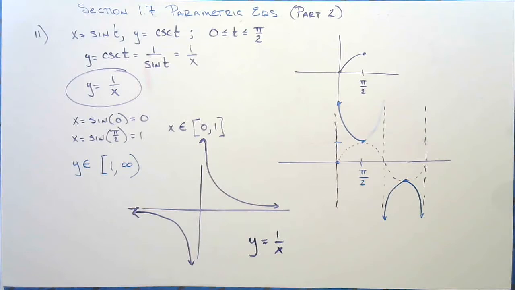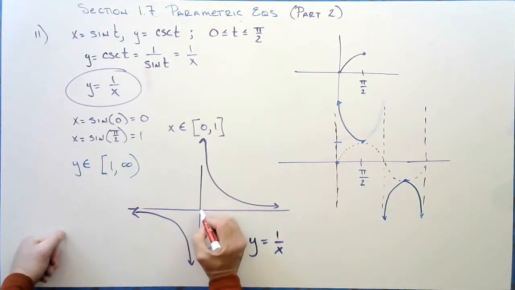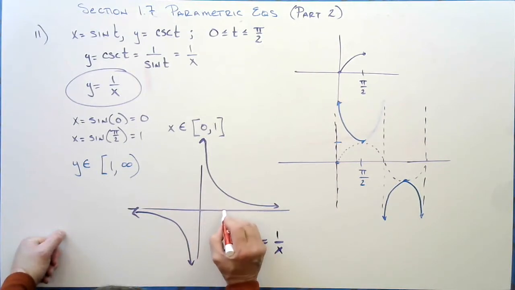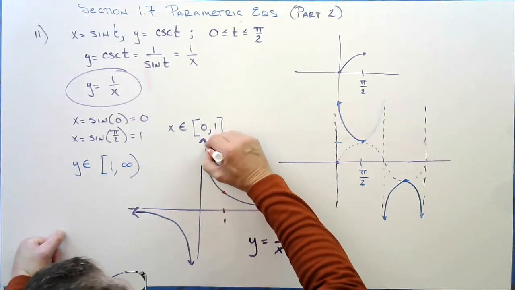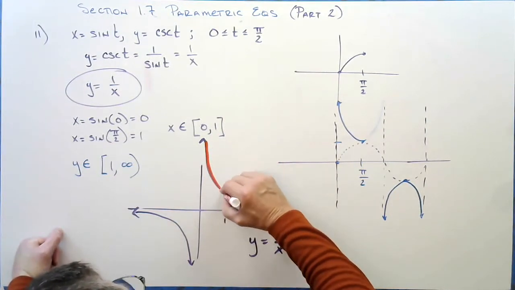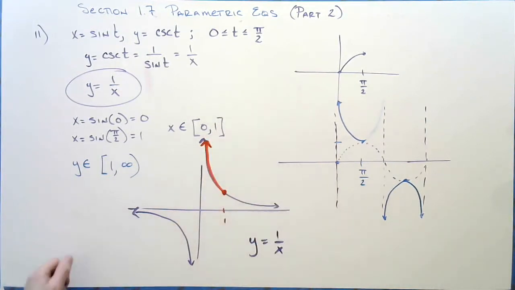So the part of the curve that we're interested in is the part that starts here at 0 and goes to 1. 1's here. So our curve is going to be this piece right here. All right. So that will complete my questions on 1.7.